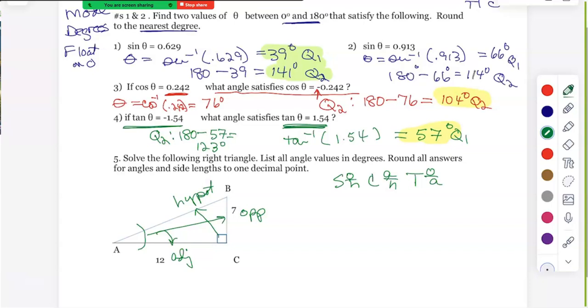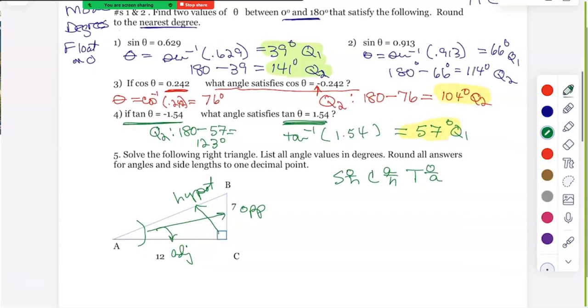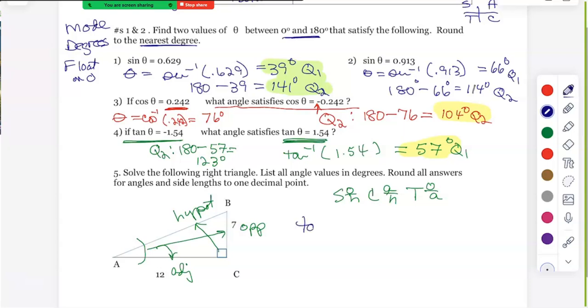So I cannot use anything that has a hypotenuse in it. I can't use sine to solve for the angle because I don't have the hypotenuse, and I can't use cosine. My only option is using tan. So I'm going to say that the tan of angle A is opposite, which is 7, over adjacent, which is 12. Angle A is what I want, so don't put that in your calculator. Put this in your calculator all at once. Okay, you will get angle A to be 30.3.